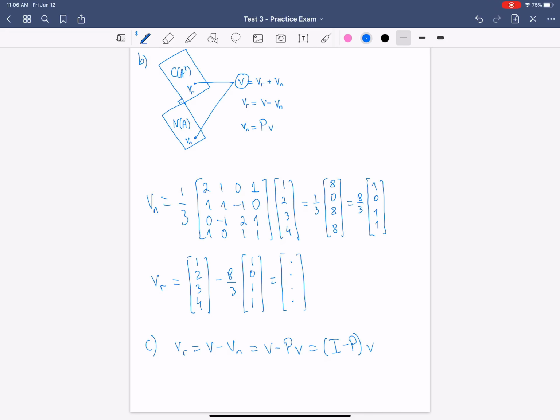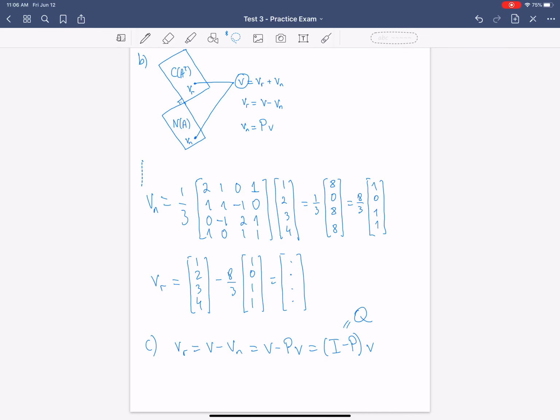Now, I minus P is a matrix. Identity minus the projection matrix P is a 4x4 matrix. And in fact, we see that we get every projection onto the row space, every VR, using this matrix. So this better be the matrix Q. If it's not, we have problems.